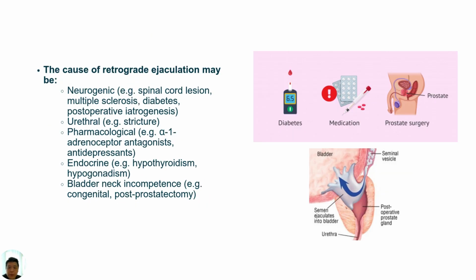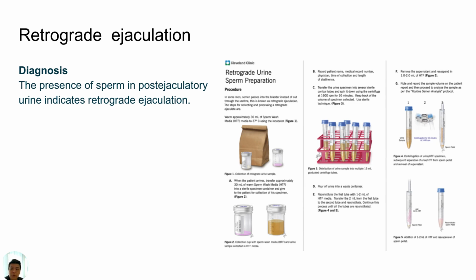So the cause of retrograde ejaculation can be neurogenic, either by spinal cord problem, multiple sclerosis, or diabetes. Urethral stricture, also sometimes drugs may affect it, for example, the alpha 1 blocker, any SSRI, that is the antidepressant, endocrine problems like hypothyroidism or hypogonadism, bladder neck incompetence after surgery, especially TURP. So the diagnosis of retrograde ejaculation is to show the presence of sperm in post-ejaculatory urine by a special preparation.